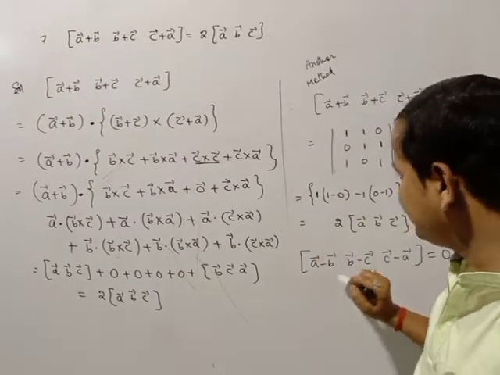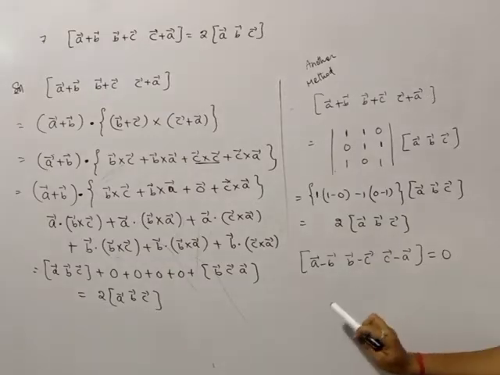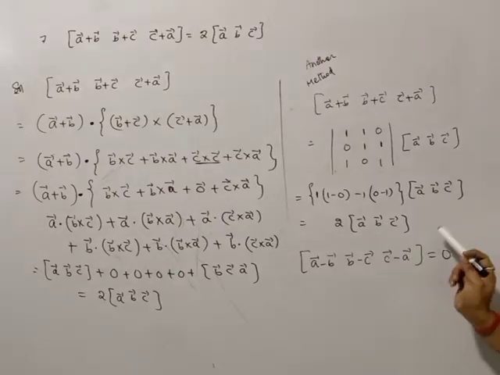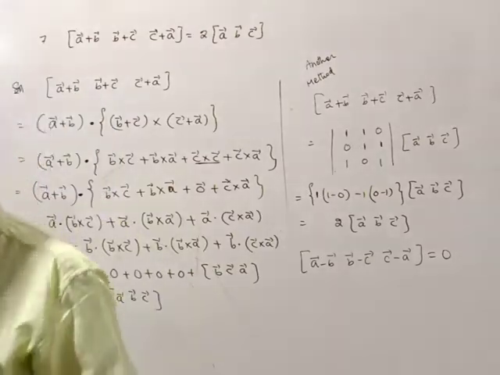In this method you can write 1, minus 1, 0; 0, 1, minus 1; again minus 1, 0, 1. You will get that value as 0. So this is question number 7.